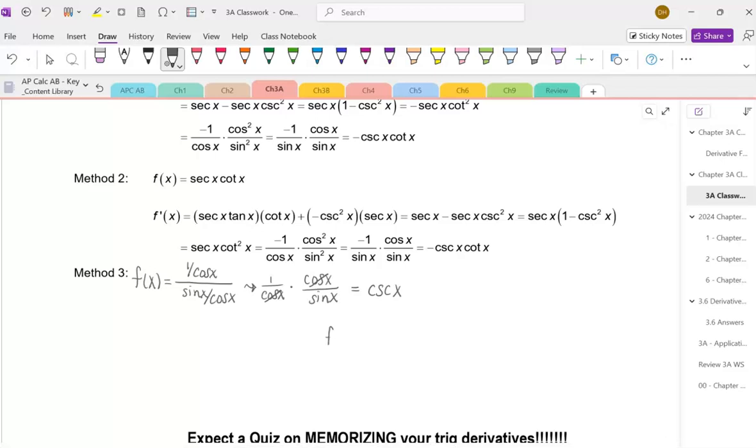And then we can go ahead and find the derivative. It starts with the c, so it's negative. All c's are negative. And as we've memorized, the derivative of cosecant is negative cosecant x cotangent x, which is exactly the same as the previous 2 methods. That's our final answer.